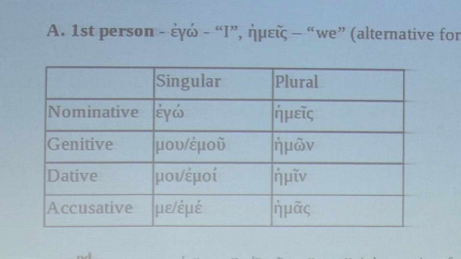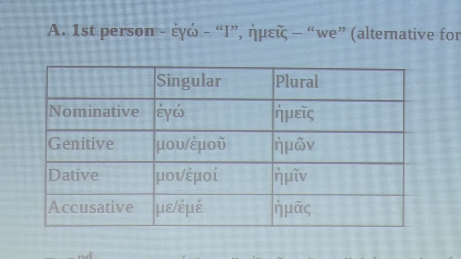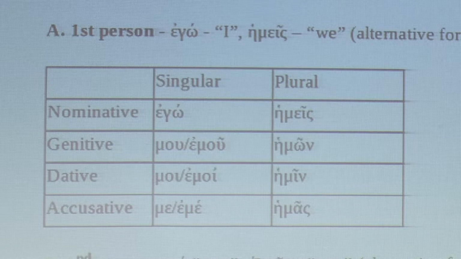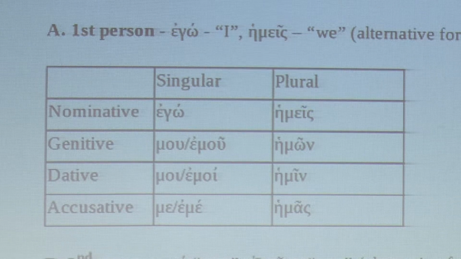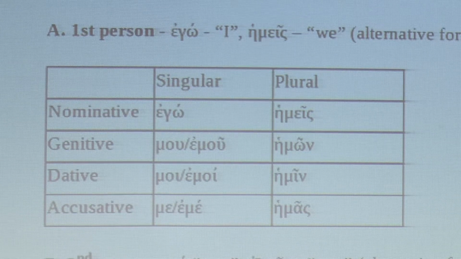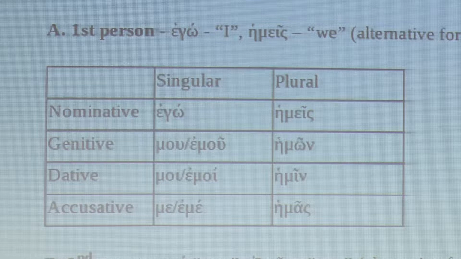These do not follow first or second declension. They don't follow a 2-1-2 pattern. Just think of them as irregular. So the way that I've learned them is just to say them. Ego, mu, moi, meh. Okay? You try it. Ego, mu, moi, meh.